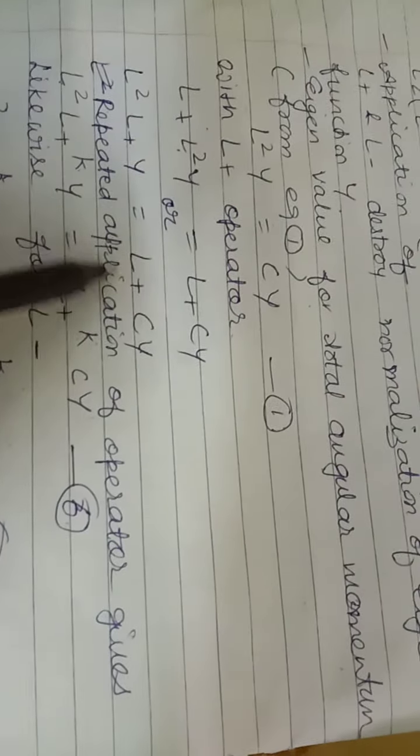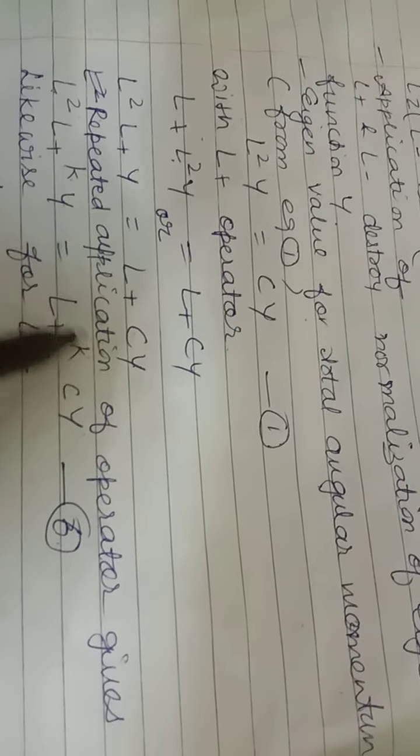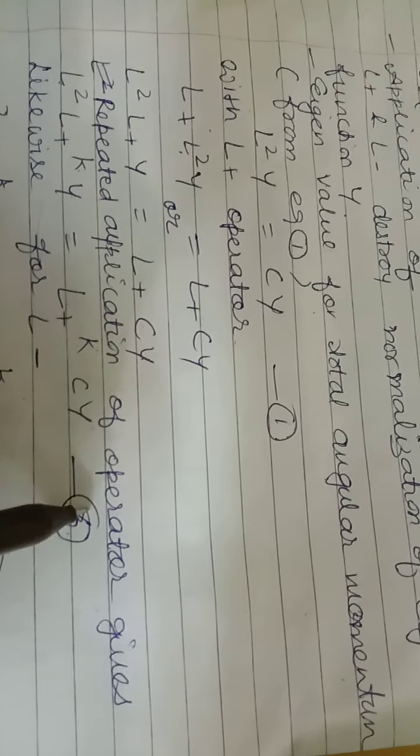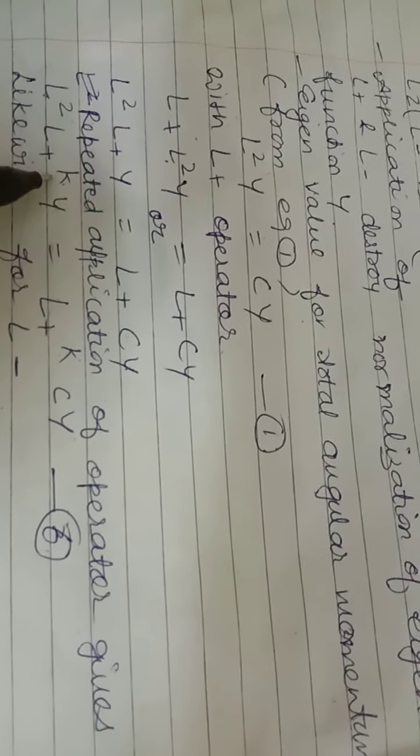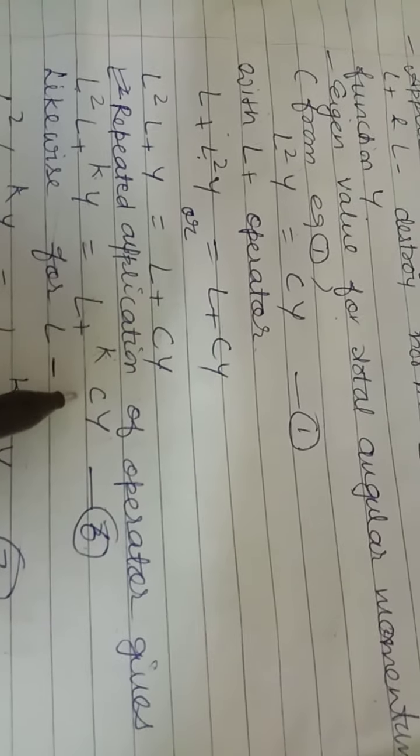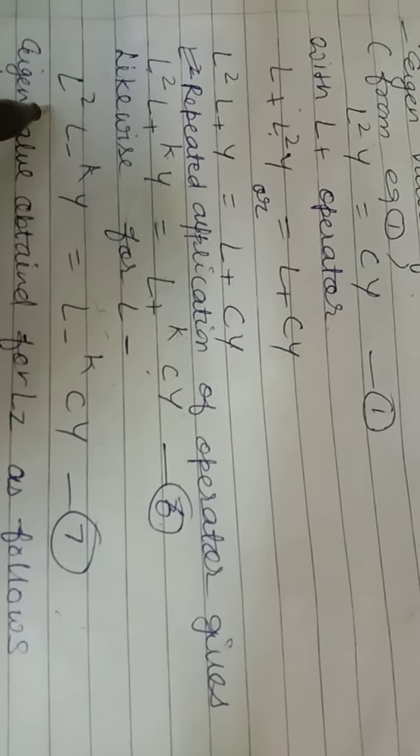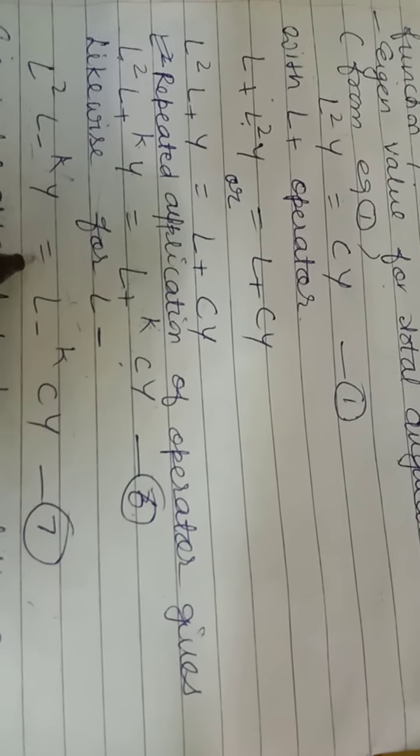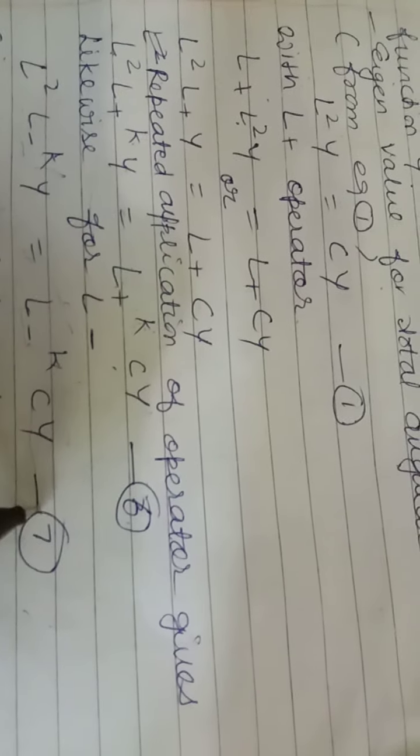Now when we again repeat the operator on this equation, after repeated application of the operator, the relationship is represented by equation number 6, that is L square L plus raised to power k ψ is equal to L plus raised to power k Cψ. Likewise for L minus, the lowering operator, we obtain L square L minus raised to power k ψ is equal to L minus raised to power k Cψ, that is equation number 7.